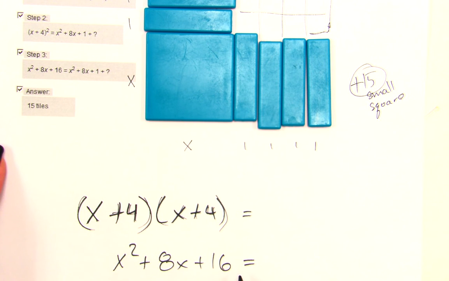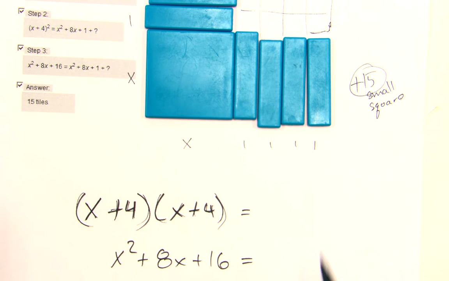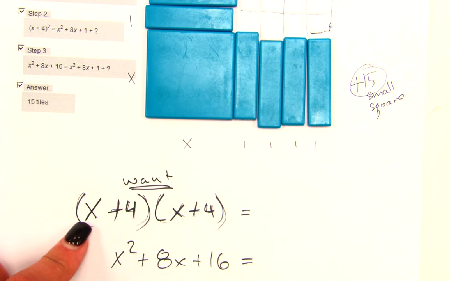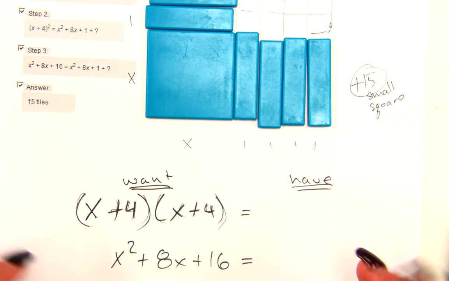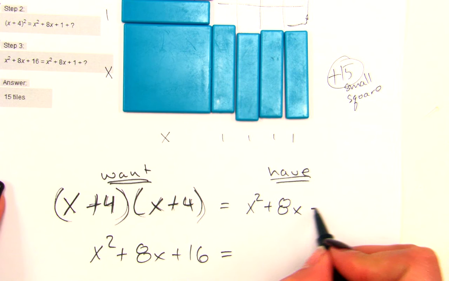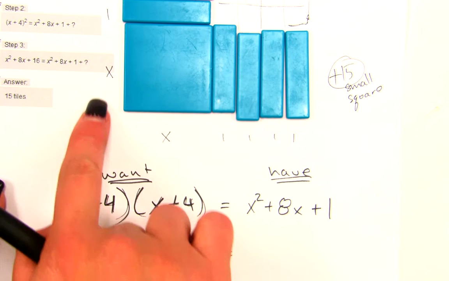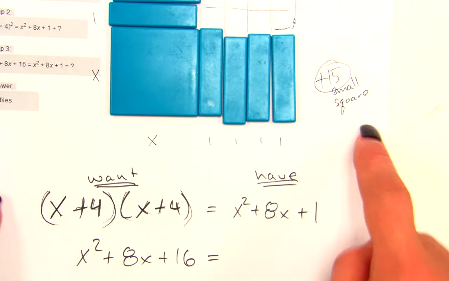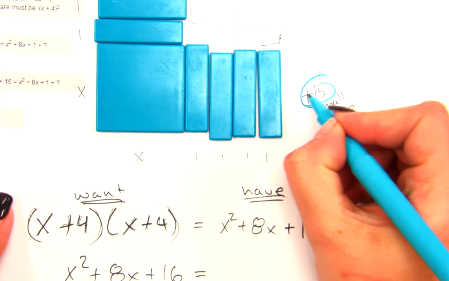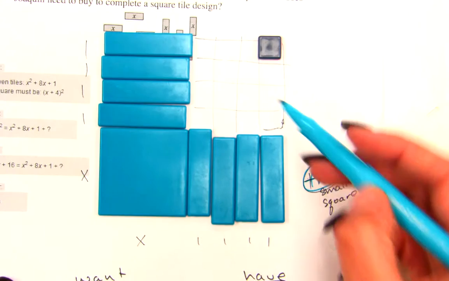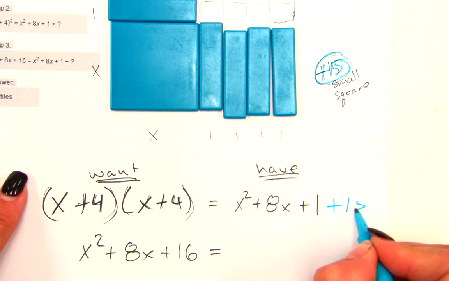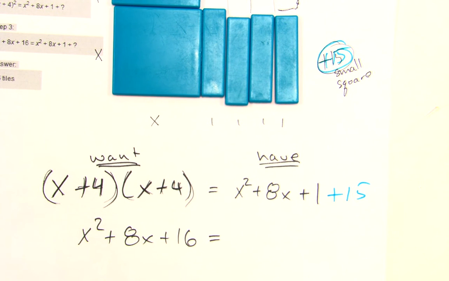Okay, well, I don't have that many pieces. I want to get this, but all I have right now is an X squared piece. I have 8 of the X pieces, so that's good, but I only have one small one, right? That's what it's up here, plus question mark. Well, I know I need 15 more of the small pieces in order to make this perfect on the side, perfect on the bottom. So I really should add 15 to it, right?